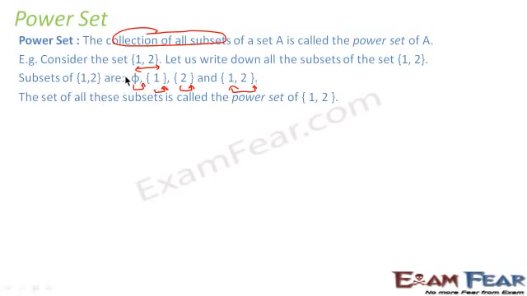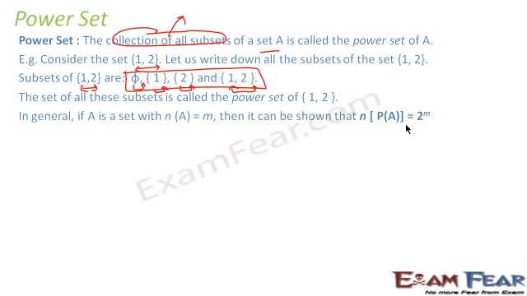The whole collection is called the power set of the set {1, 2}. Let me reiterate: a power set is nothing but the collection of subsets of a set. Here we have taken set A is equal to {1, 2}, and for this set we have found the subsets. The collection of all the subsets is the power set.